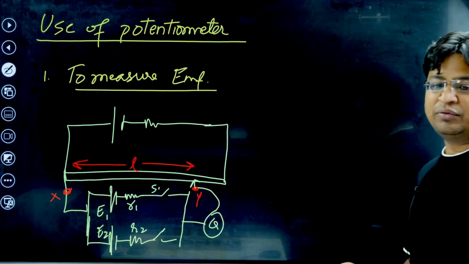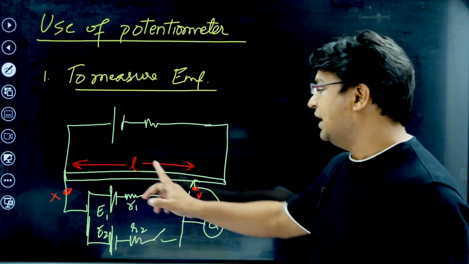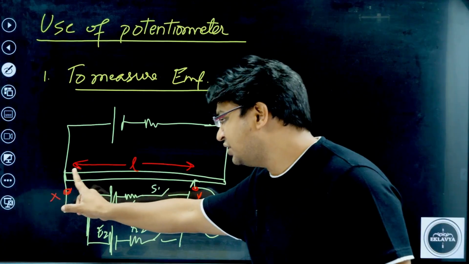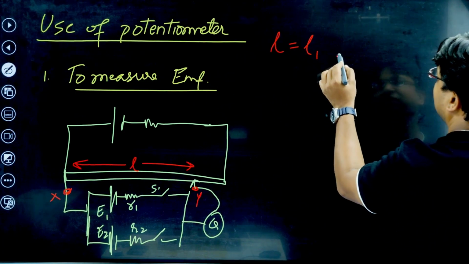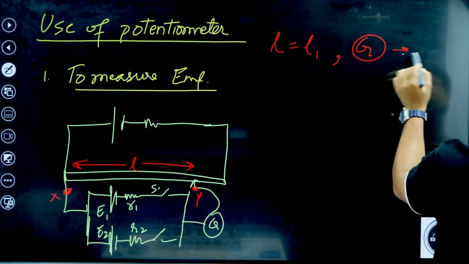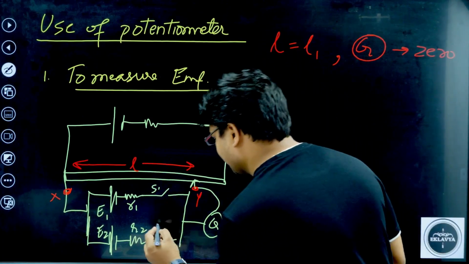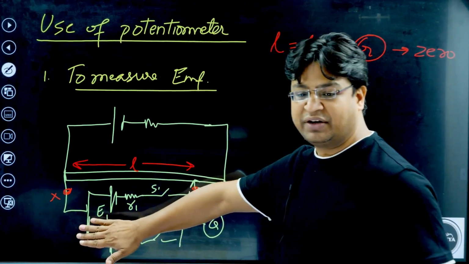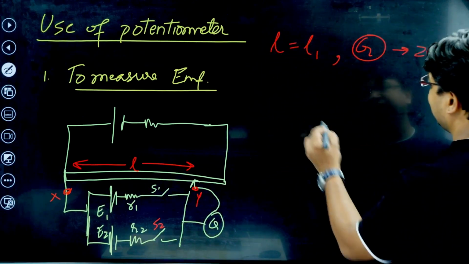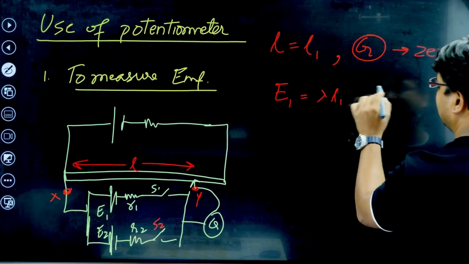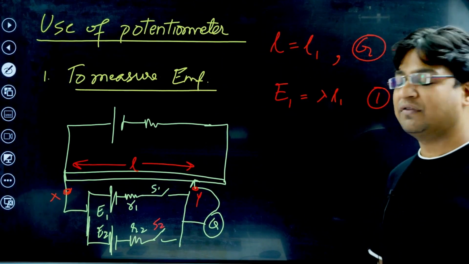Now we will first close S1 only, and start sliding the jockey from left towards right. Let's say at L equal to L1, the galvanometer shows zero deflection. Right now only S1 was closed, S2 was open. Because S2 was open, the lower battery was irrelevant. So this was the battery that we calibrated with. We write E1 equals lambda L1. Remember that E1 is known to us and L1 we have measured. From here we can get the value of lambda. We don't need to calculate it.